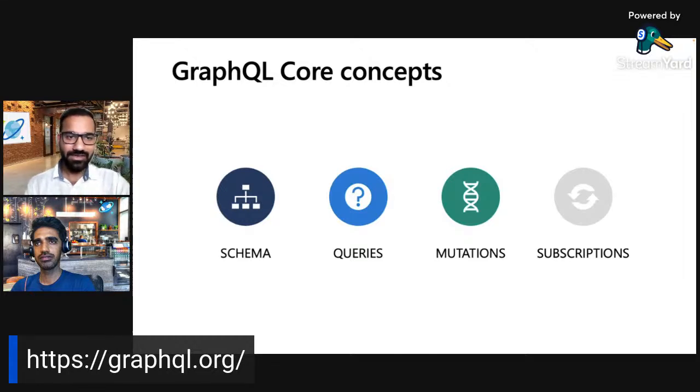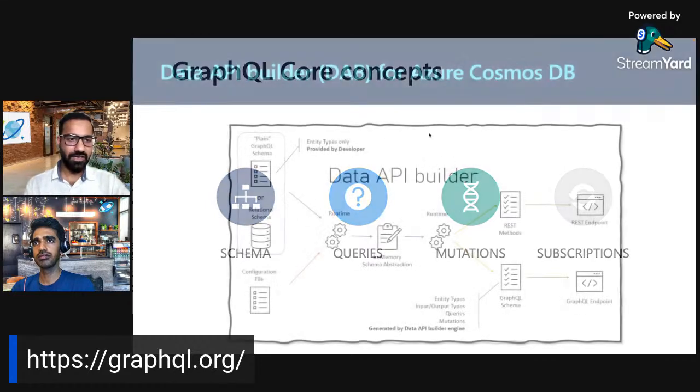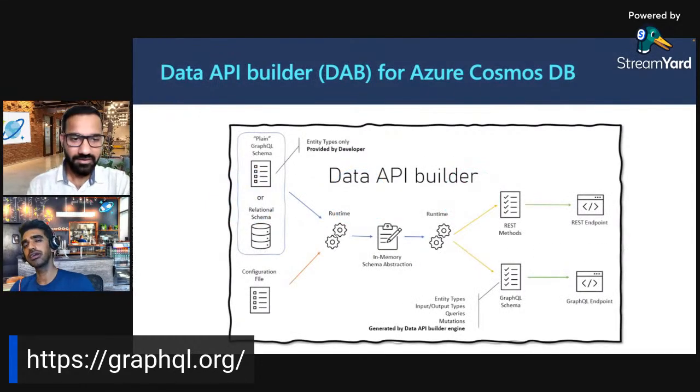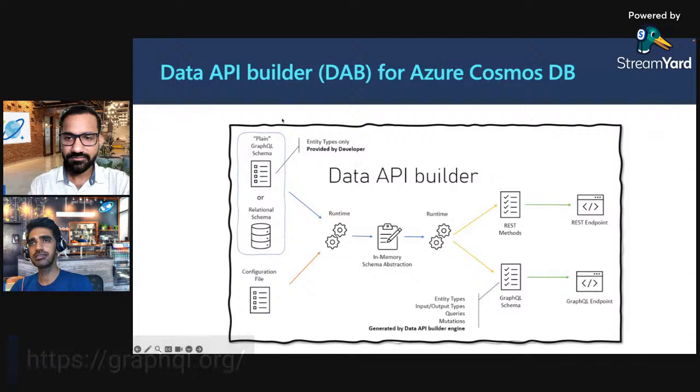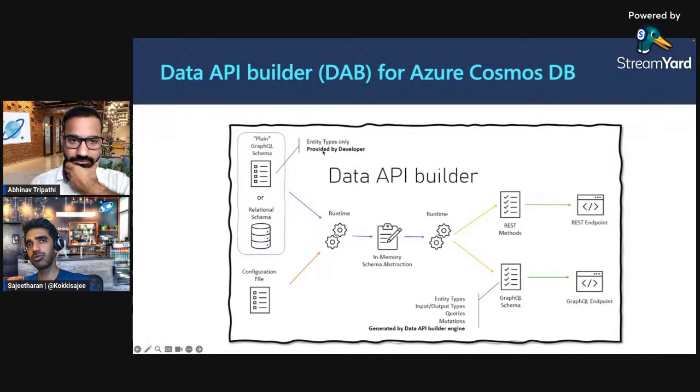So how does GraphQL fit into the whole data API builder scenario? What is it exactly? Okay, so this is the end-to-end flow on the data API builder.